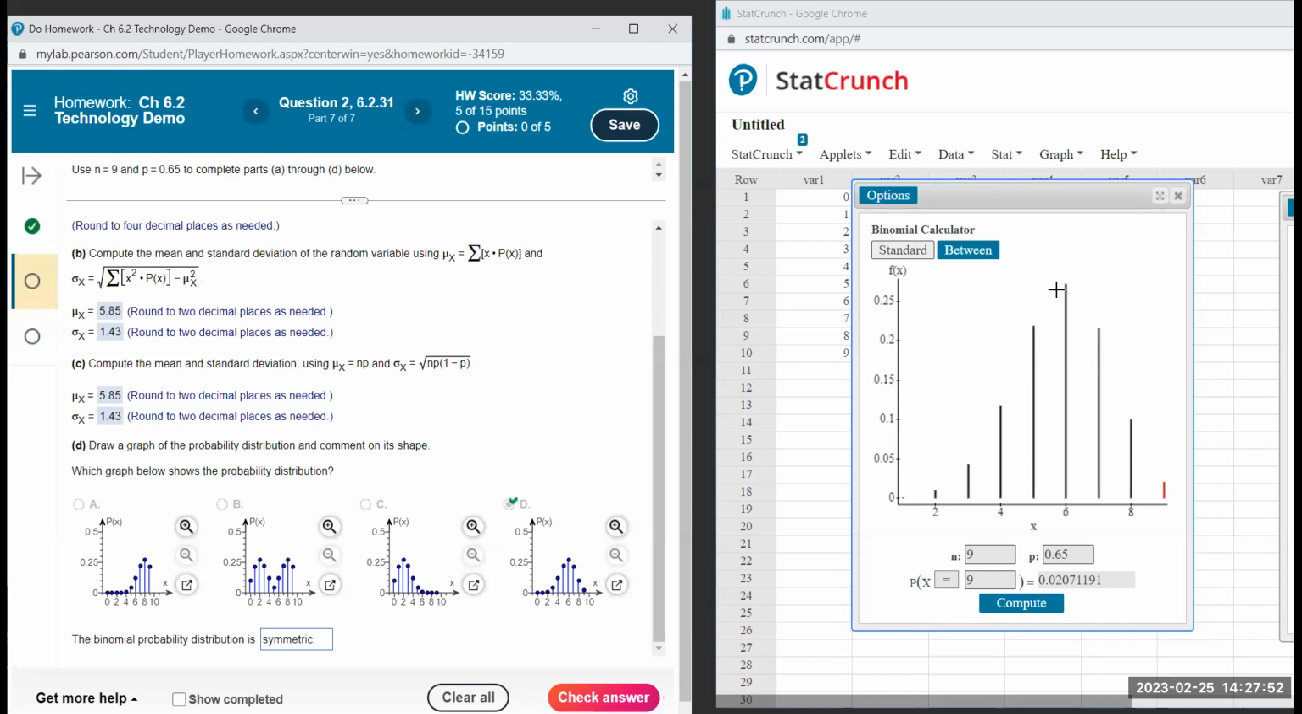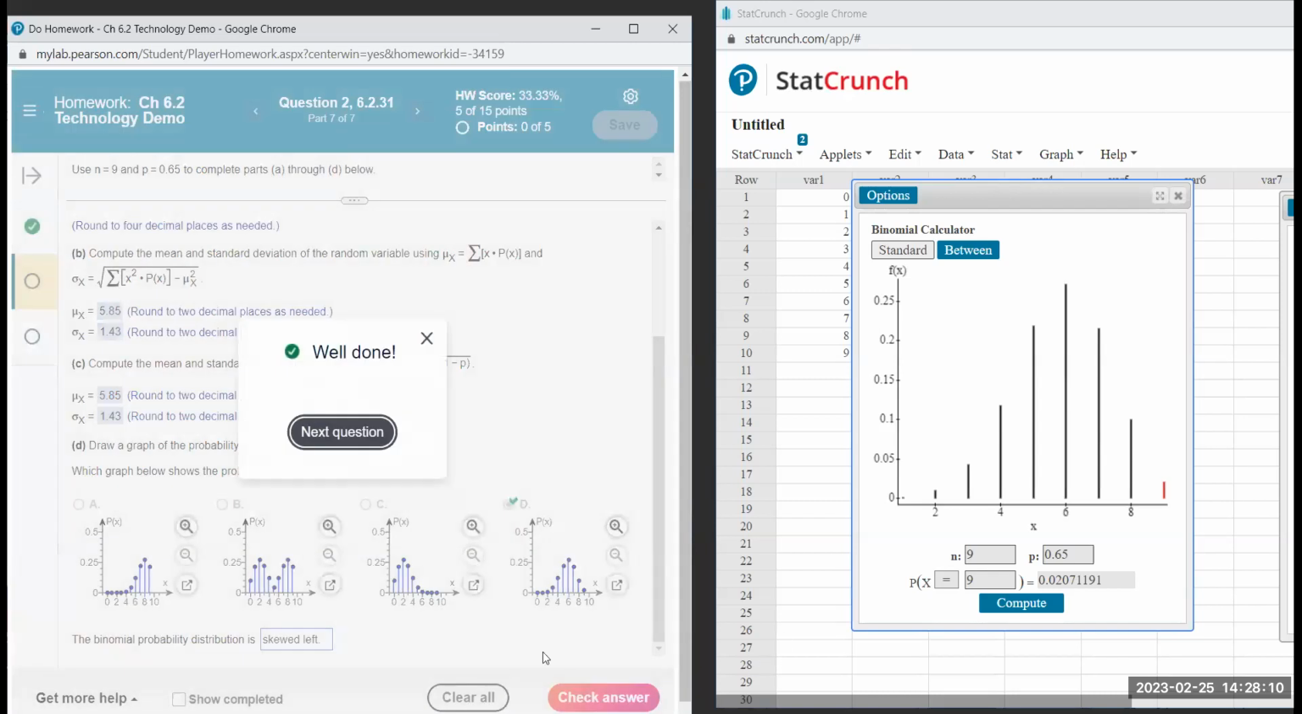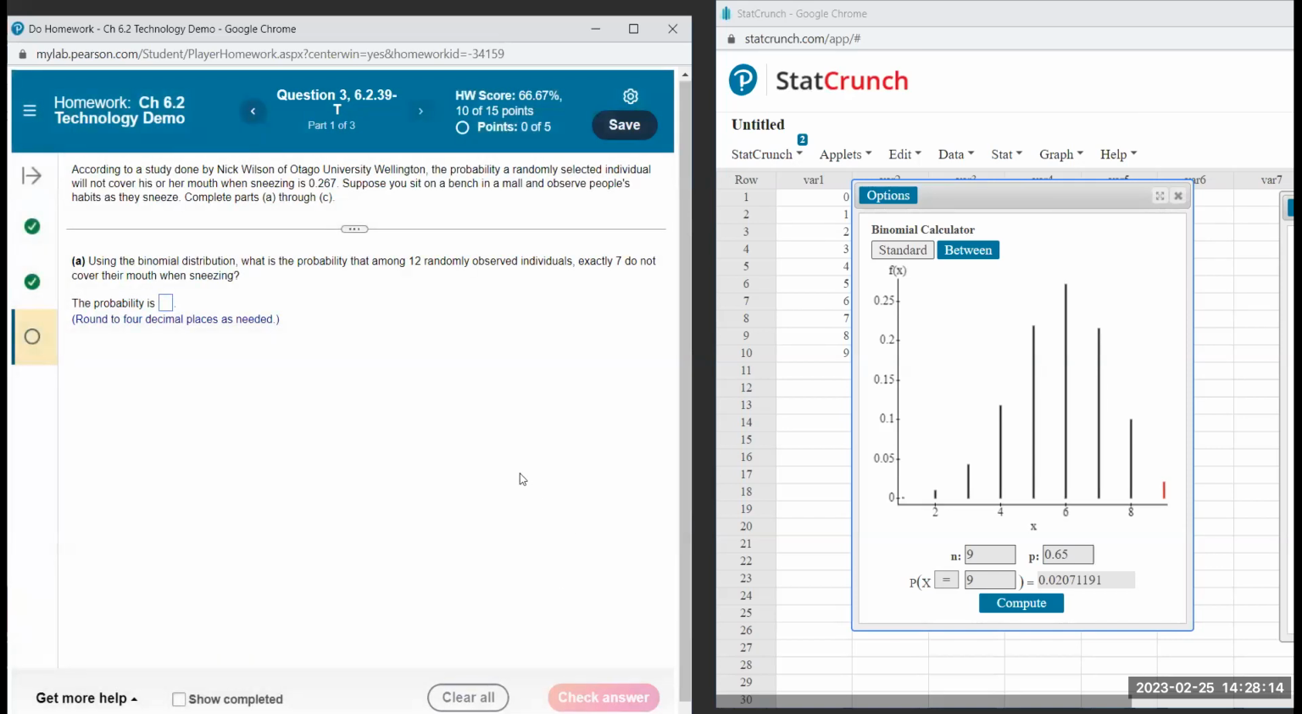if this was real life, I would say that's pretty symmetric, but the fact that it does kind of trail off to the end, they're going to want left skewed. So sometimes it's a guessing game as to what they think. But if we are going to say it's left skewed, it's slightly skewed to the left. It's not really obvious. I guess you could kind of see it in my picture a little bit.